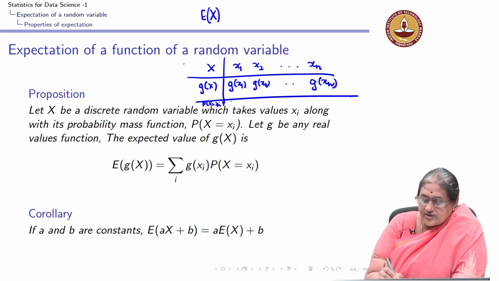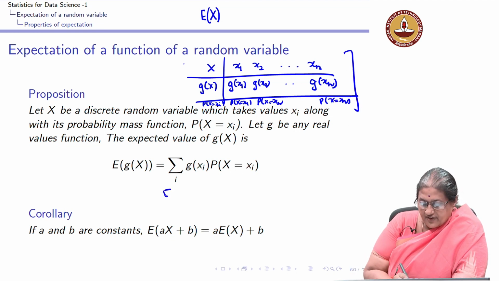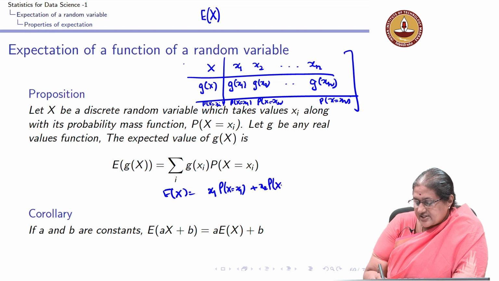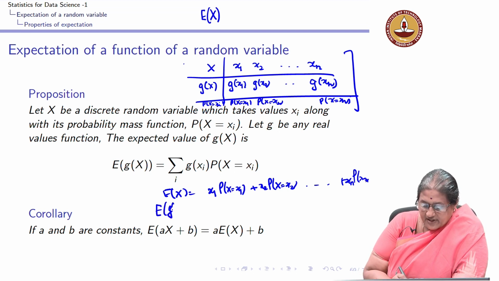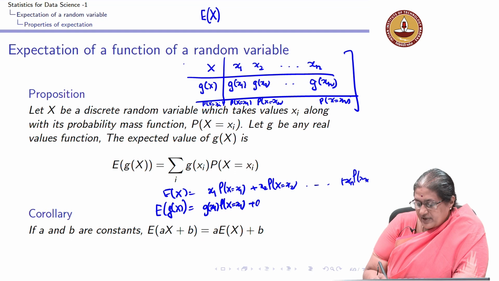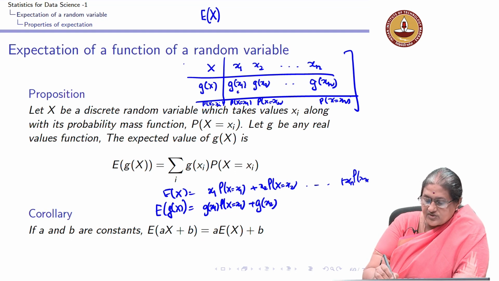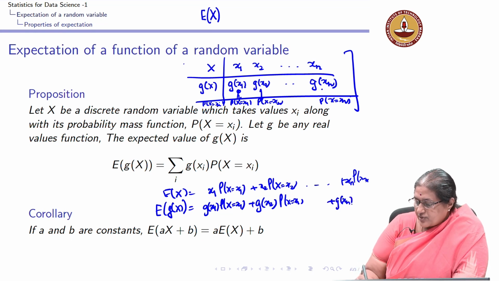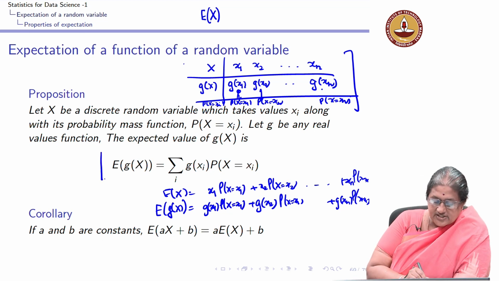So, I have probability x equal to xi as probability x equal to x1, probability x equal to x2, up to probability x equal to xn. I know the expectation of x is going to be x1 probability x equal to x1, plus x2 probability x equal to x2, plus up to xn probability x equal to xn. I can define the expectation of g of x to be g of x1 into probability of x equal to x1, plus g of x2, because it takes the value g of x1 with probability x equal to x1. It takes the value g of x2 with probability x equal to x2. It takes the value g of xn with probability x equal to xn.